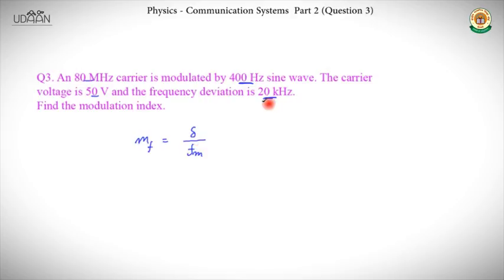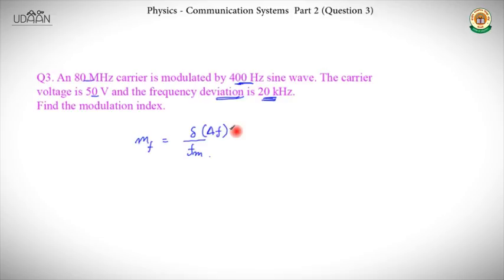Here delta is given as 20 kilohertz, FM is the frequency of the modulating wave. So what we are basically saying is that this is frequency modulation. This delta you can also represent as delta F. An important thing to note here is that the question doesn't actually say anything about the kind of modulation. You have to look at it and conclude that this is frequency modulation. Because the frequency deviation is given, you can make out that it is an FM wave.